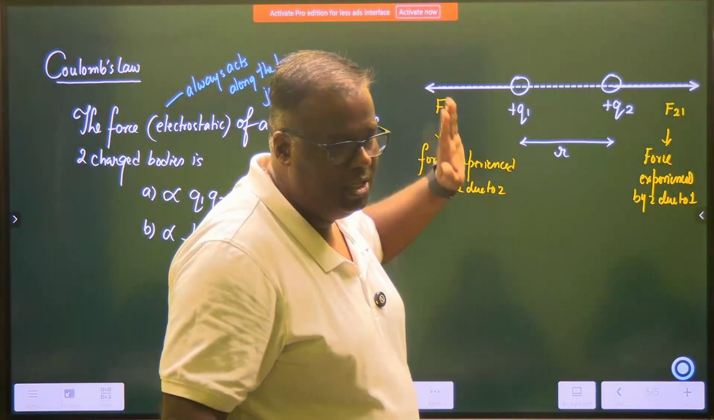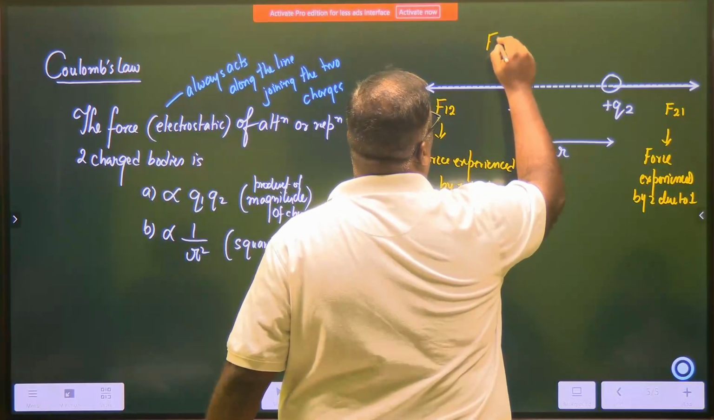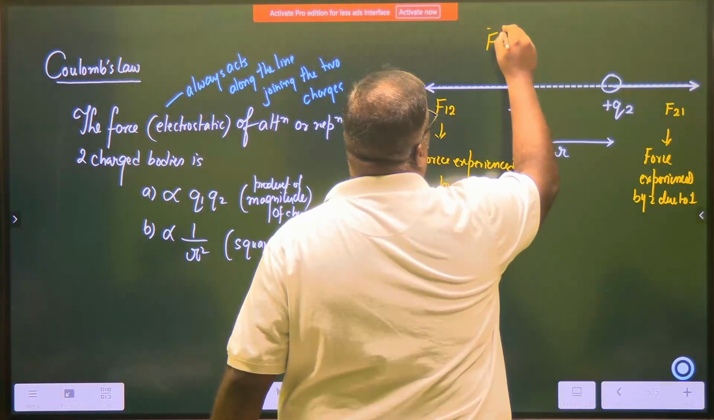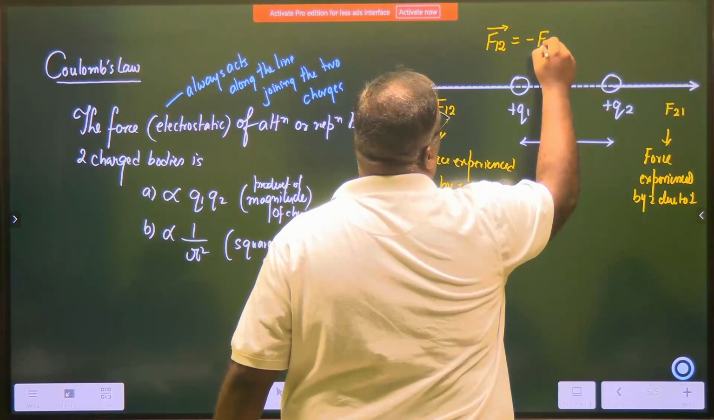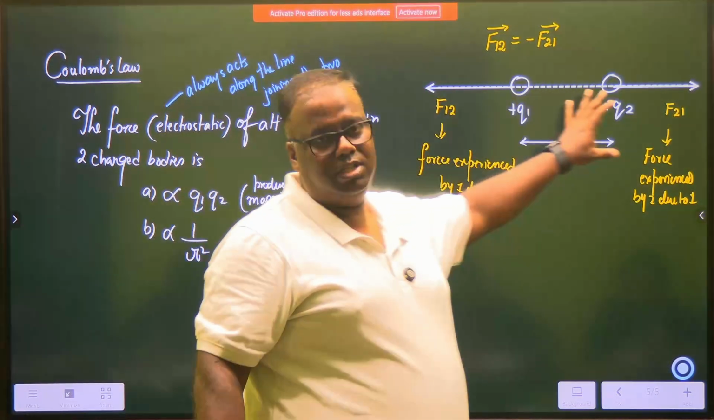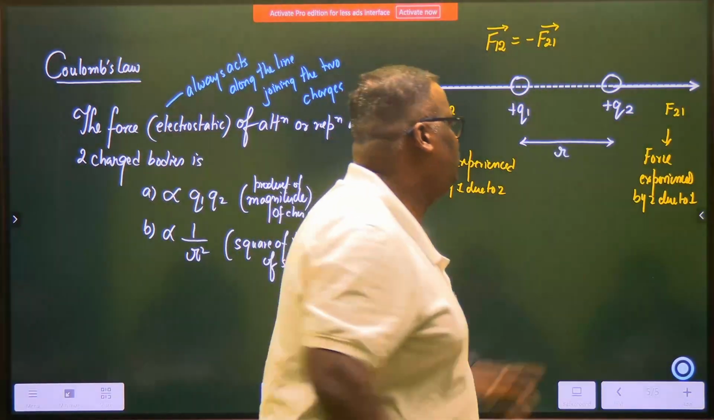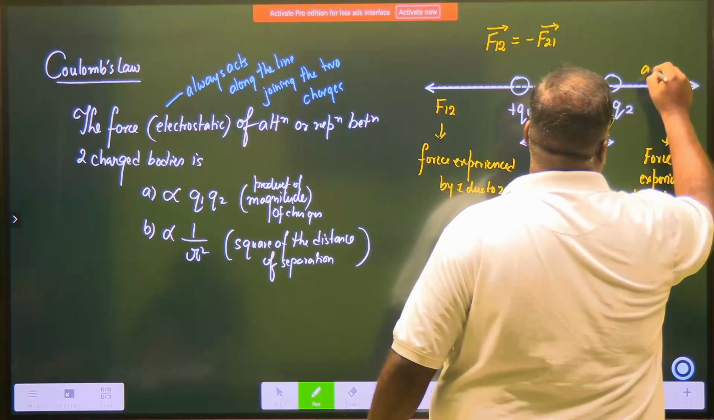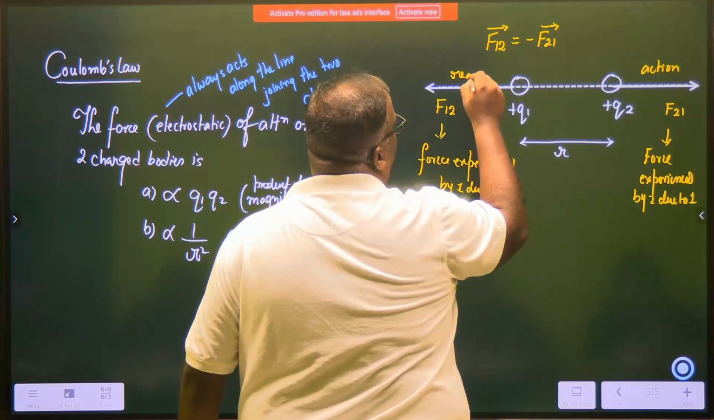Do you agree? Okay. So direction wise, F12 in vector format is always negative of what? F21. Have you understood this? This is a two body system and the forces are of the same nature. So if you say this force is my action force, then this force is my reaction force.